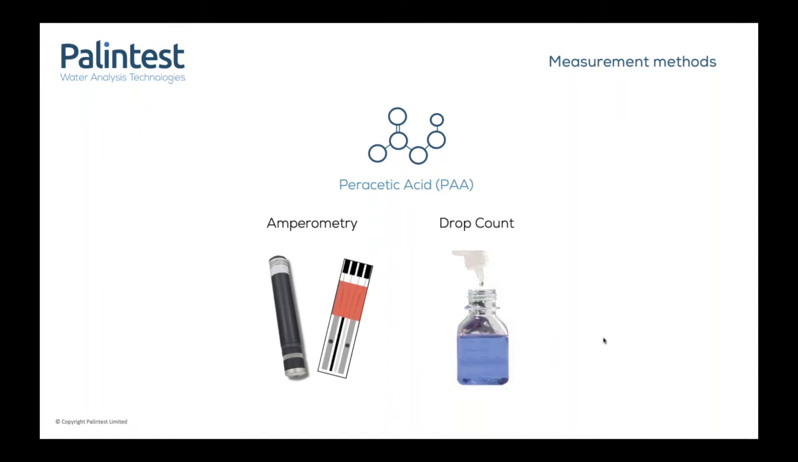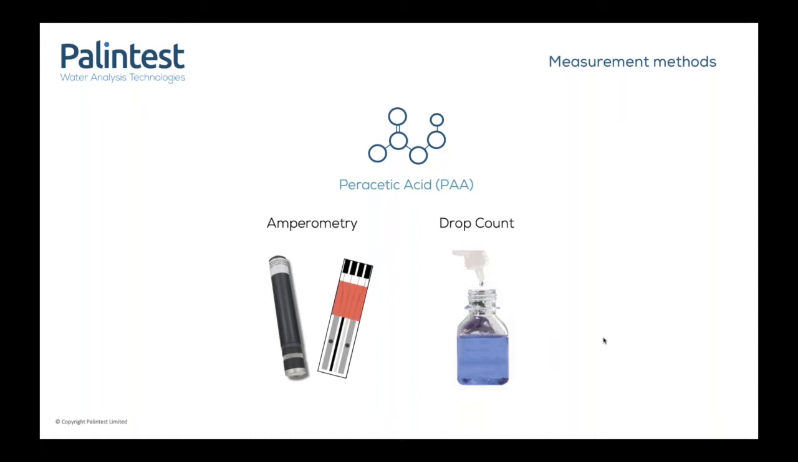I'm going to focus on peracetic acid and looking at the drop count kit in comparison to amperometry. And when we think about advancing disinfectant analysis, advancing our processes and our control, it's really important to stop and take a moment to understand, well, what are we doing now? How does that work? What are its limitations? Because if we don't identify those, we can't then identify the correct areas to implement improvement.